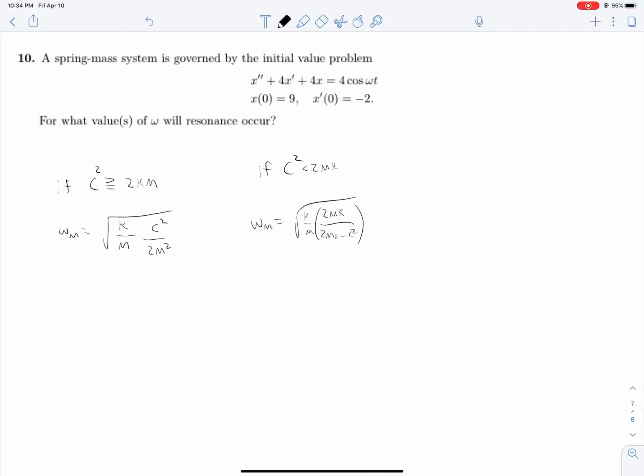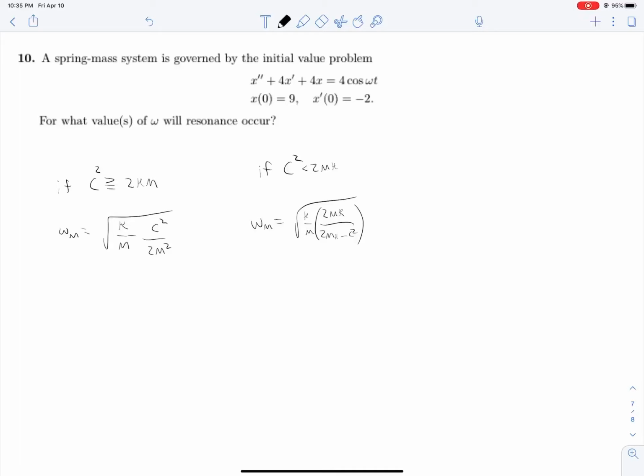Okay, number 10. A spring mass system is governed by this initial value problem. For what values of omega will resonance occur? I had to dig pretty deep into the textbook to find these equations, and hopefully they are correct.